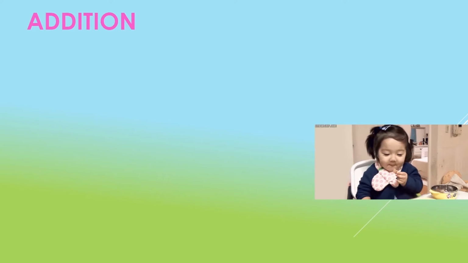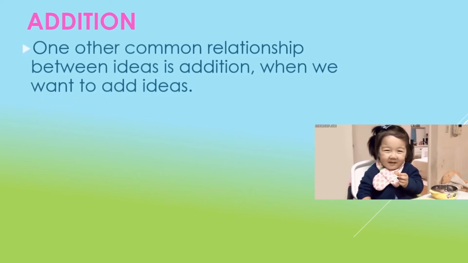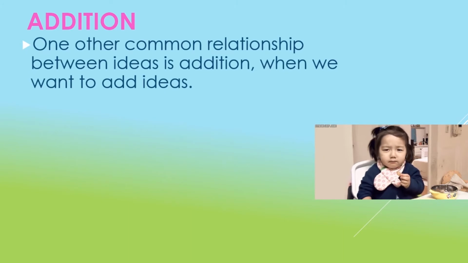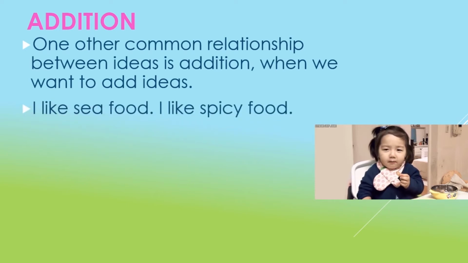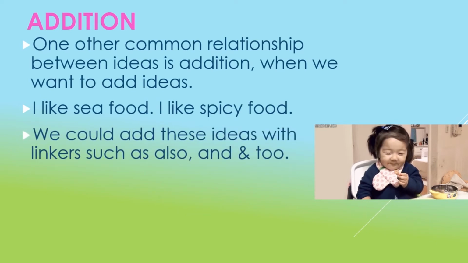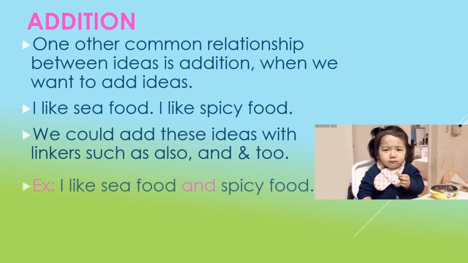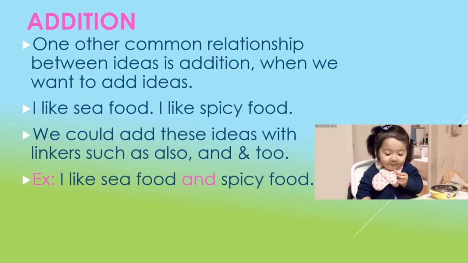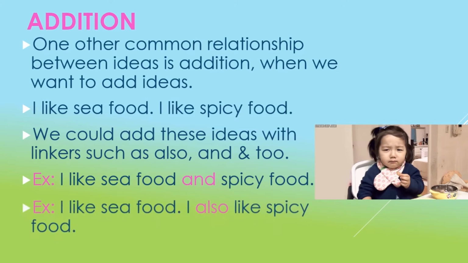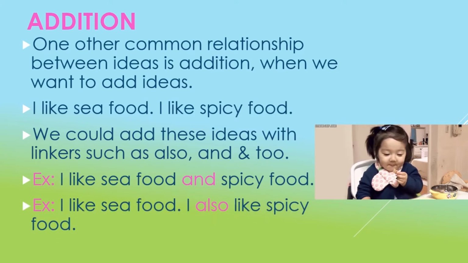Please explain it to me in detail. Yes. One other common relationship between ideas is addition, when we want to add ideas. I like seafood. I like spicy food. We could add these ideas with linkers such as also and too. For example, I like seafood and spicy food. Let's see another example. I like seafood. I also like spicy food.